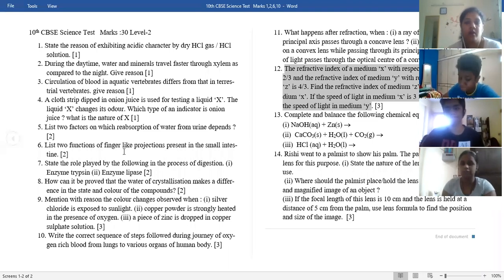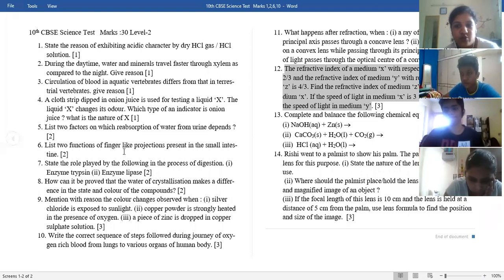Yes, ma'am. Rishi went to a palmist to show his palm. The palmist used a special lens for this purpose. State the nature of the lens and the reason for its use. The lens used is a magnifying lens, that is a convex lens. A simple convex lens is used. The reason is to magnify the lines of the palm.